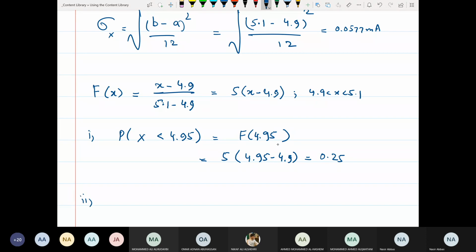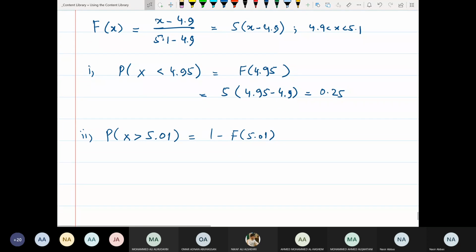If I ask you to find the probability of x greater than 5.01, that is 1 minus capital F of 5.01. Greater than probability is 1 minus capital F. So that is 1 minus 5 times 5.01 minus 4.9. So this is 1 minus 0.55. So you should get 0.45.